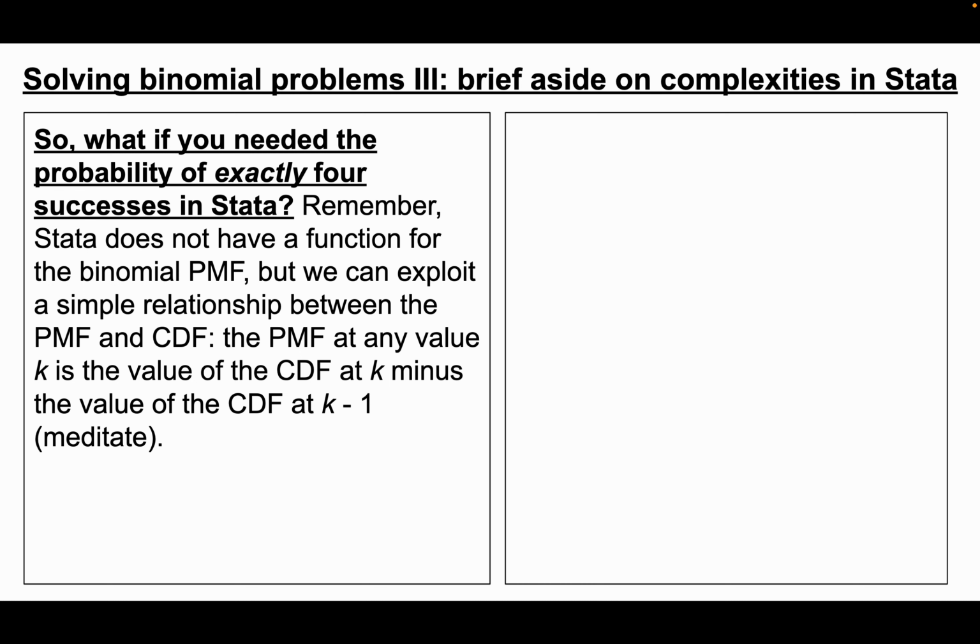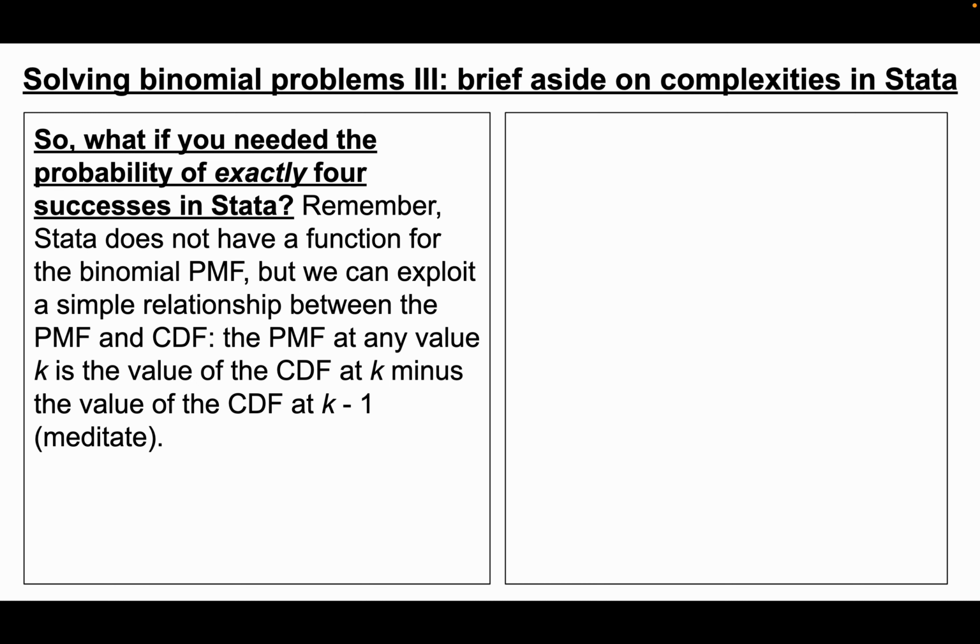So let's discuss why that is. Remember that the CDF gives the probability of any value up until the point at which you're evaluating it. So the CDF at 4 gives us, as we saw before, exactly what we wanted, the probability of 4, 3, 2, 1, or 0 successes.